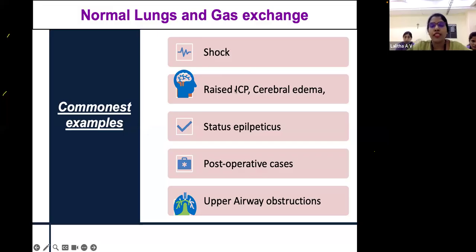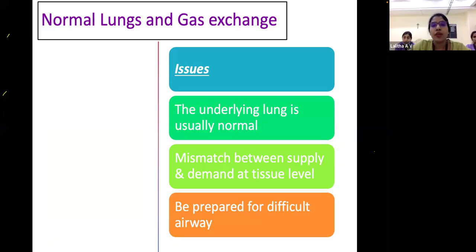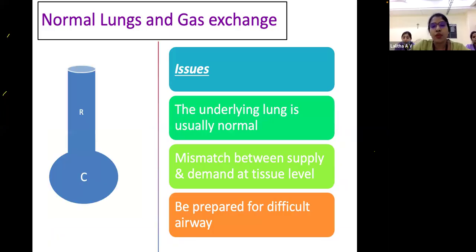Of course, children with raised ICP, like the case scenario, a child with trauma, or a child with status epilepticus, can require mechanical ventilation. And also, in post-operative care, some of these children will require mechanical ventilation. Rarely, severe upper airway obstruction also can require it. In all these conditions, the lungs are normal. But what are the issues? There is a mismatch between the supply and demand. The resistance is normal, the compliance is normal, but there's a mismatch between the supply and demand at the tissue level. And one needs to anticipate a difficult airway.